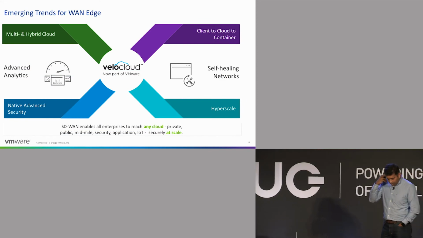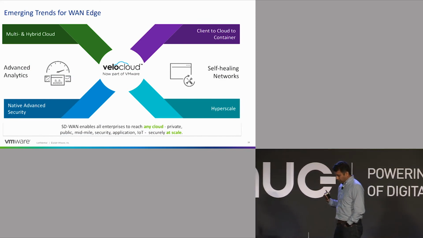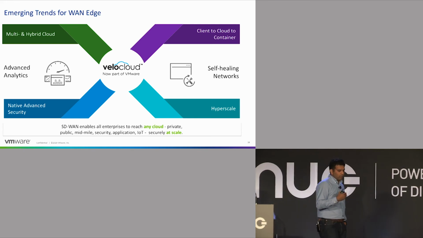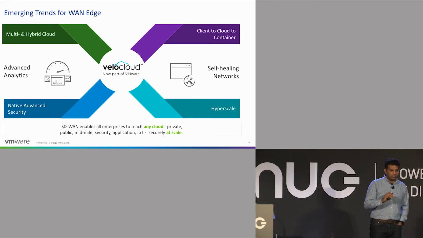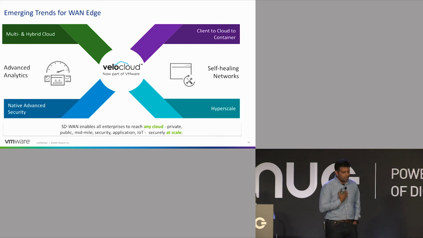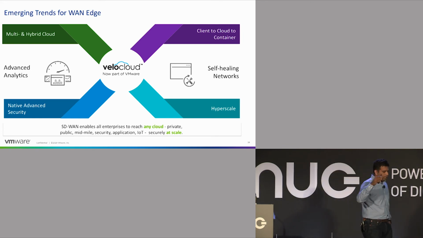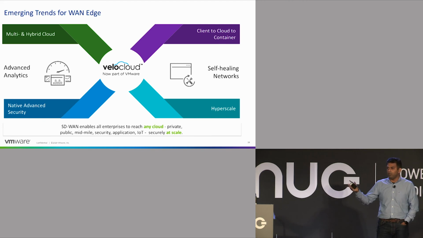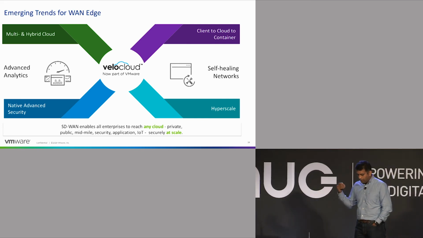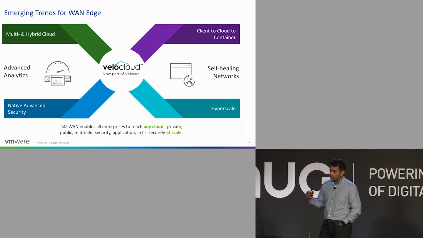Okay, so we talked about a lot of things: why SD-WAN, the solution components, and the security architecture. So quickly, what are the emerging trends on the WAN edge? With the gateway architecture, we can connect to any kind of cloud, multi-hybrid, public cloud, or private cloud. And we also talked about native security as well.